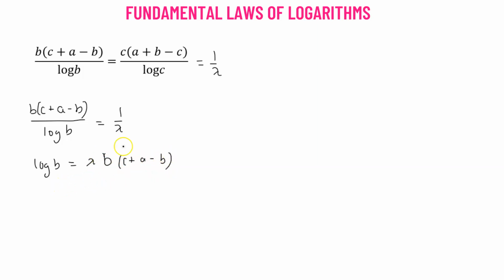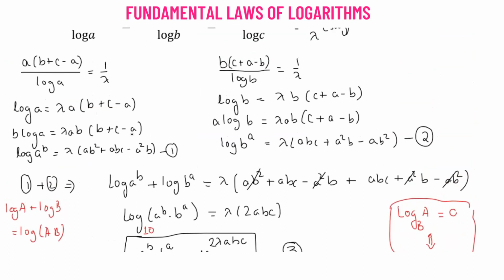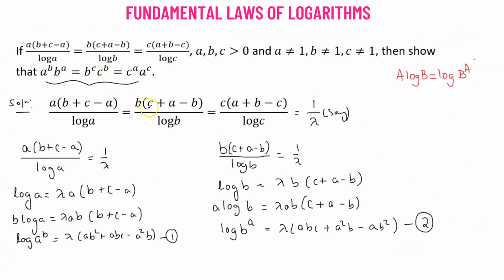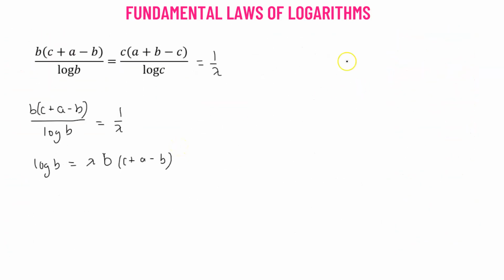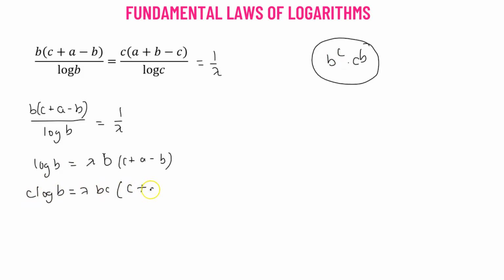Now let's look at our question. So here we will begin with b raised to the power of c times c raised to the power of b. We'll have to find out this. So we have log of b, so we will multiply both sides with the exponent of b, which is c here. So we have c times log of b equals lambda times bc multiplied to c plus a minus b. So we'll get log of b raised to the power of c. So that's equal to lambda times bc squared plus abc minus b squared c. This will become equation number 4.